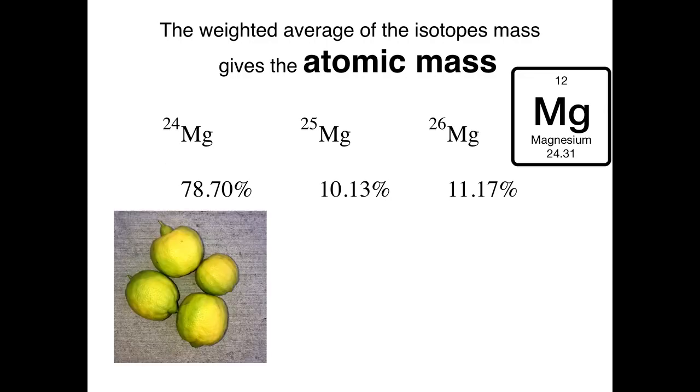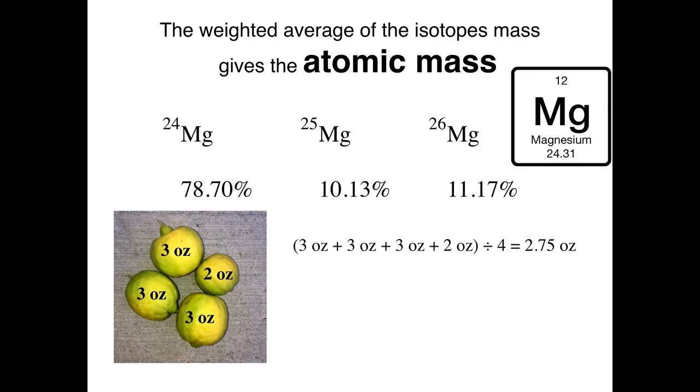Let's use these lemons as an analogy to help us understand atomic mass and what weighted average is. Imagine you have 4 lemons, and 3 of those lemons are 3 ounces, while there is a smaller lemon that is only 2 ounces. If I ask you what is then the average weight of the lemons, how would you calculate that? Mathematically, you would add up all the weights and then divide by the total number of lemons you have. So that will be 3 ounce plus 3 ounce plus 3 ounce plus 2 ounce divided by 4, giving you 2.75 ounce.